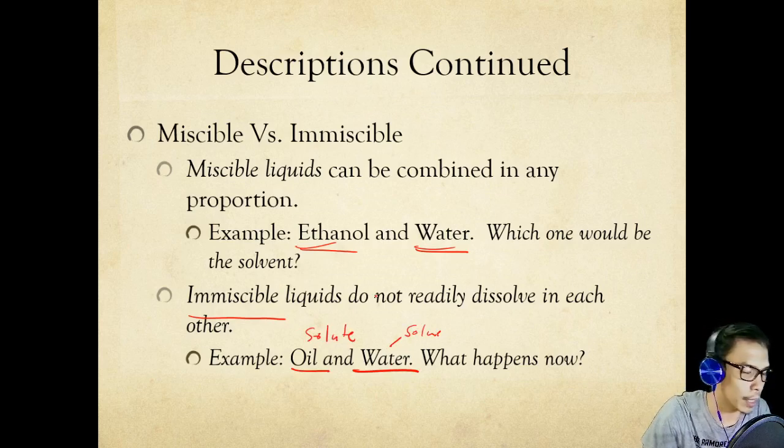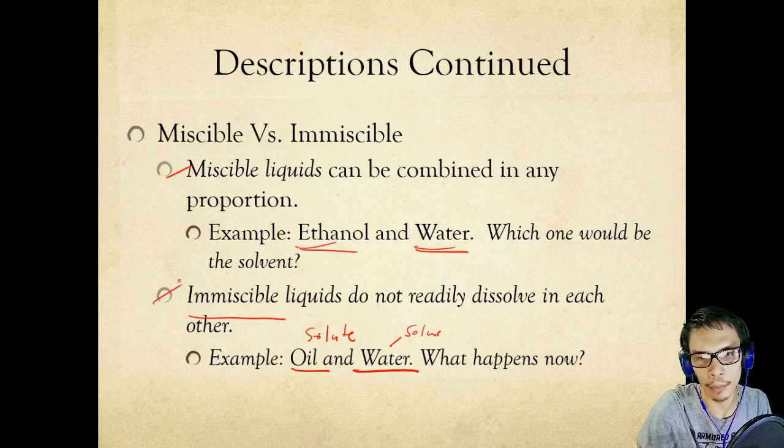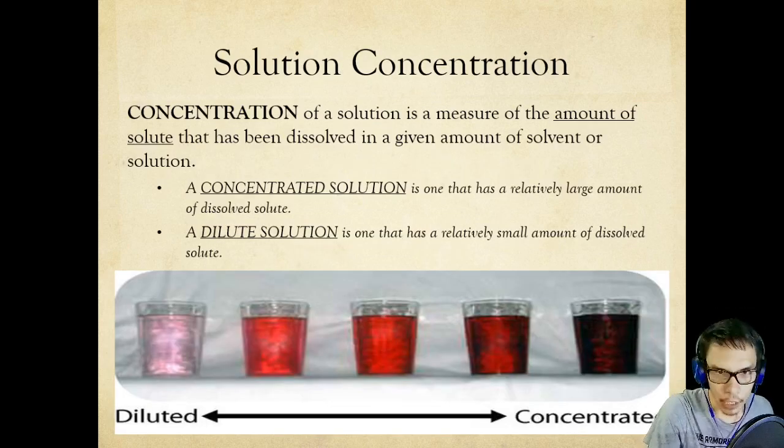Now in this case, you cannot dissolve the oil in water unless you have soap. Unless you have soap, which breaks the surface tension of the oil and allows the oil to mix in water. So this is the miscible and immiscible liquids. Next one is the concentration. As I've said earlier, the concentration is the ratio between solute and solvent in a given solution.